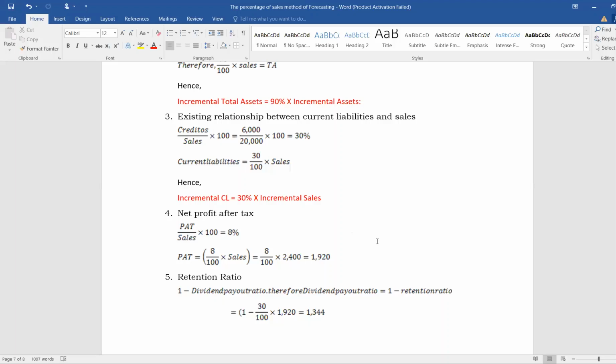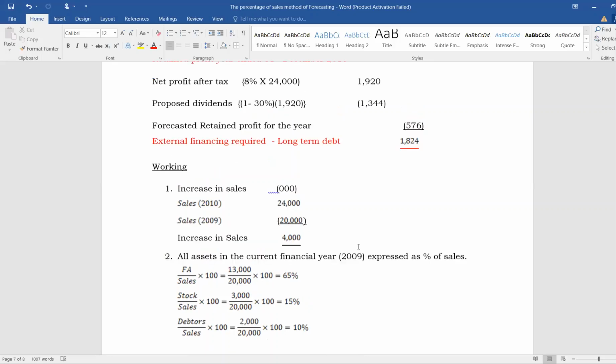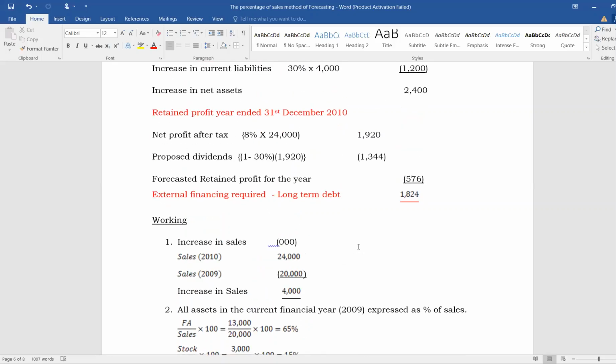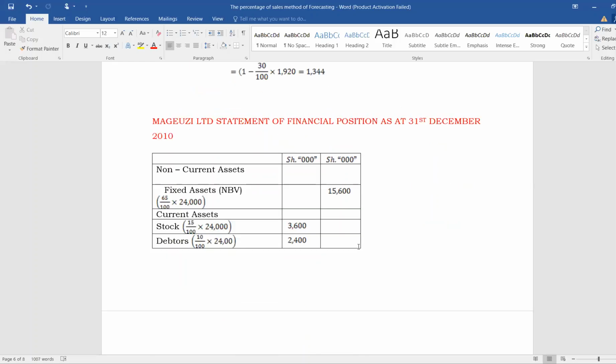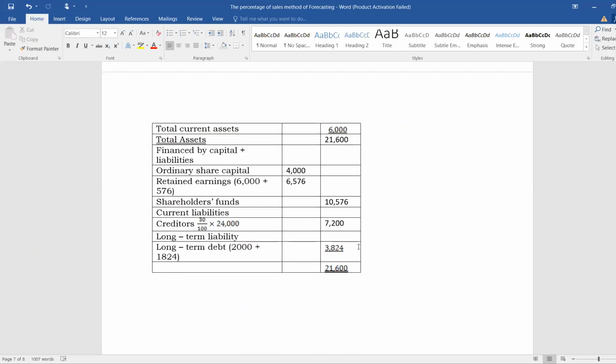Tumefika wapi sasa? Tulikuwa kwa swali yetu huko kwa liabilities. Oh, yeah. So creditors, 30% of 24. You 7.2 million. Yes. Can you confirm? Yes.